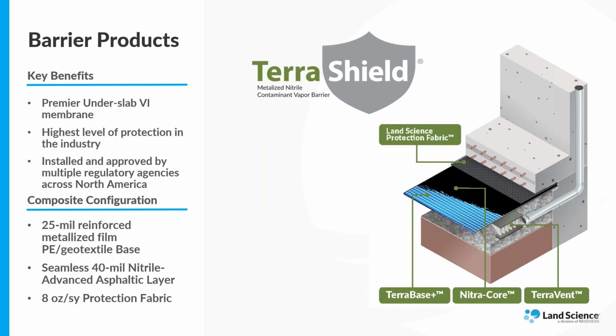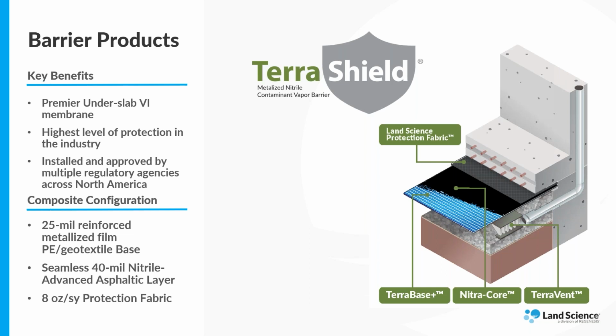TerraShield is our most robust and industry-leading system that incorporates our metallized film and the nitrile modified spray. This system also includes our Land Science protection fabric, which acts as a ripstop protective layer. This system offers the highest levels of protection in the industry and is approved by multiple regulatory agencies across the US. Again, a great product for sensitive receptors in schools, daycare facilities, multifamily housing projects, etc. The TerraShield system allows clients to redevelop otherwise highly contaminated former industrial sites while providing the best possible protections for the future inhabitants.